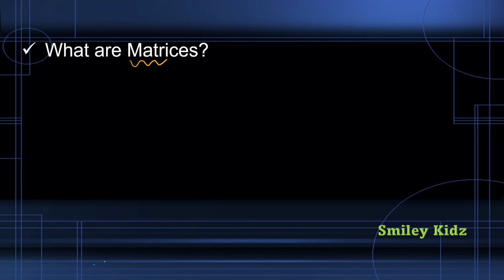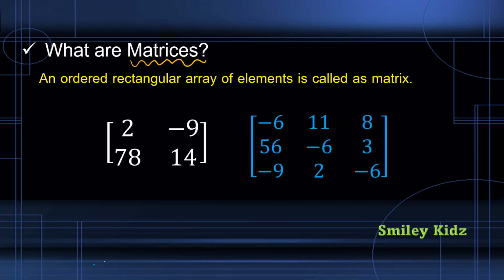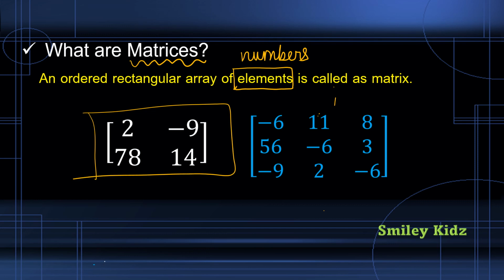Now, what are matrices? If you look at this half-way definition, I'm sure it will be very confusing. Let me make you understand. A matrix is an arrangement of elements in a rectangular form. Now, what are these elements? Well, these elements are numbers. So, the arrangement of these numbers in a rectangular form is known as a matrix.